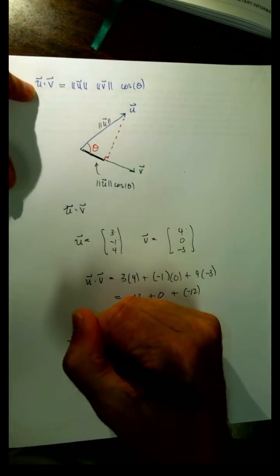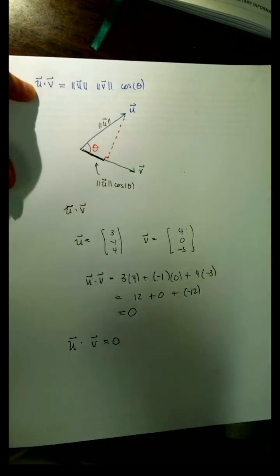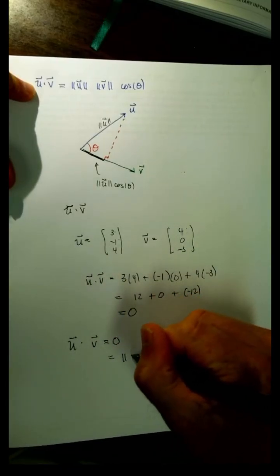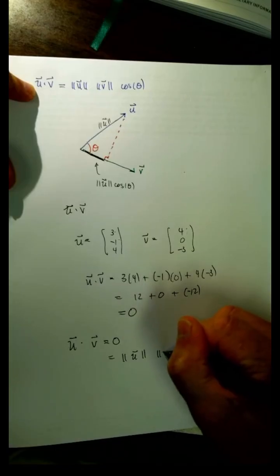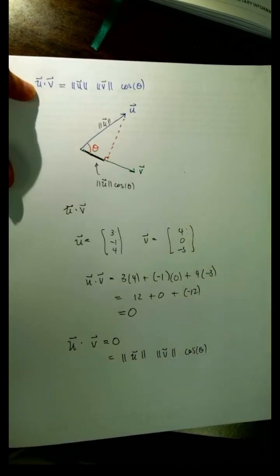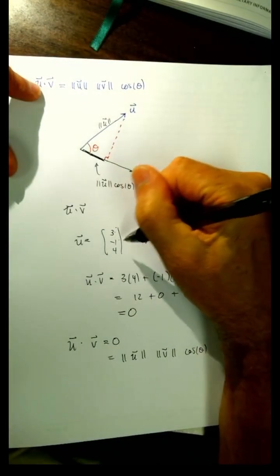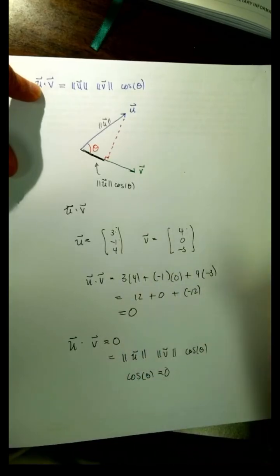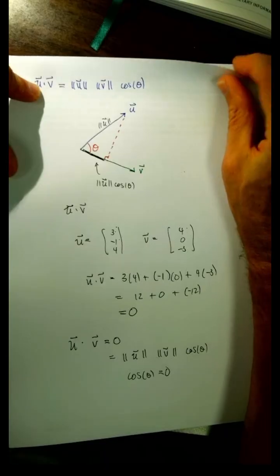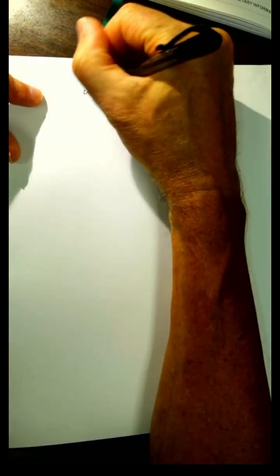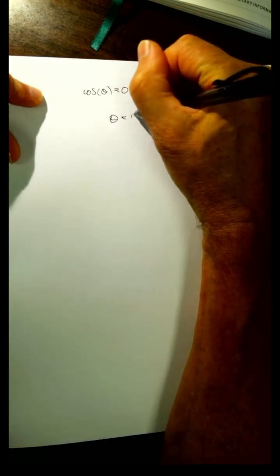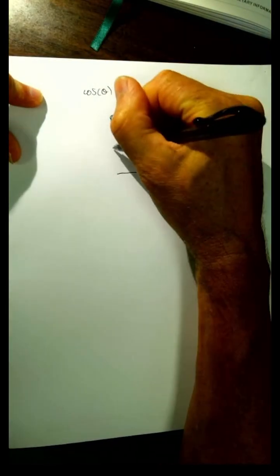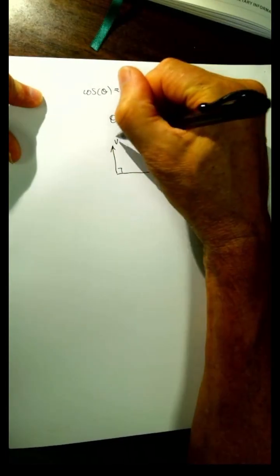So we just found that u dot v is 0, but we also know that it's equal to the norm of u times the norm of v times the cosine of theta. In this case, the norm of u is not 0, the norm of v is not 0. So that means the cosine of theta is 0. So if I tell you the cosine of an angle is 0, that basically means that theta is going to be pi over 2 or 3 pi over 2, and that means that u and v are at right angles to one another.